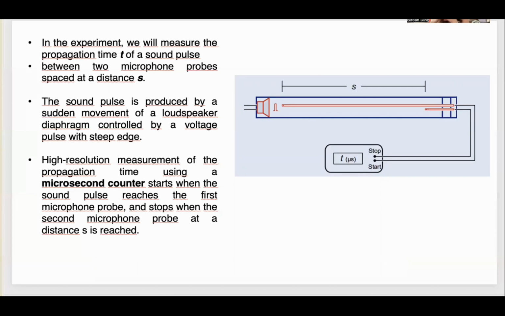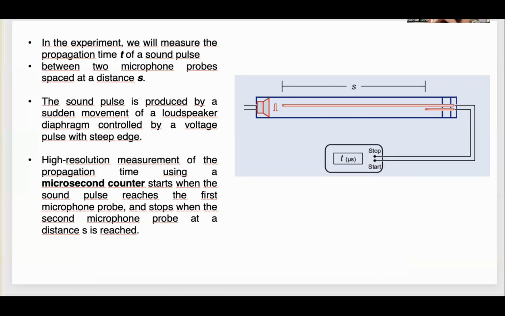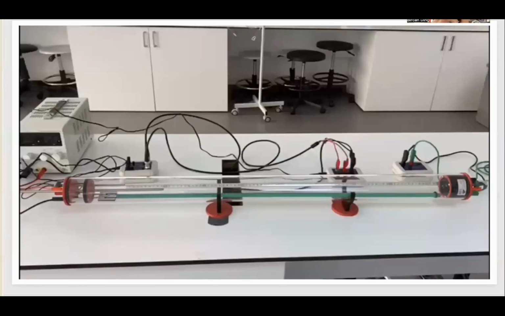And high resolution measurement of the propagation time using a microsecond counter starts when the sound pulse reaches the microphone probes, and it stops when the second microphone probe at a distance is reached. So the logic of the experiment is this. And again, you see the experimental setup here.